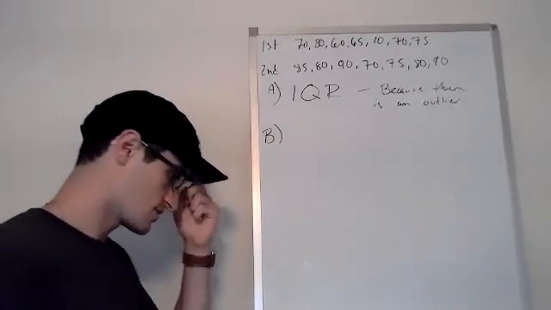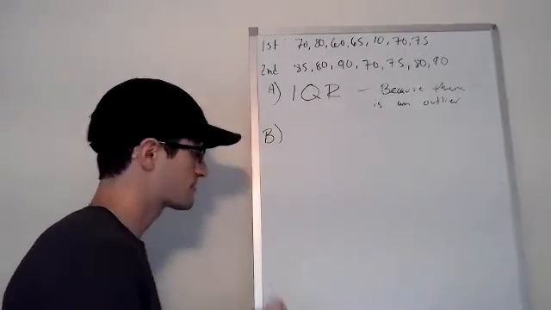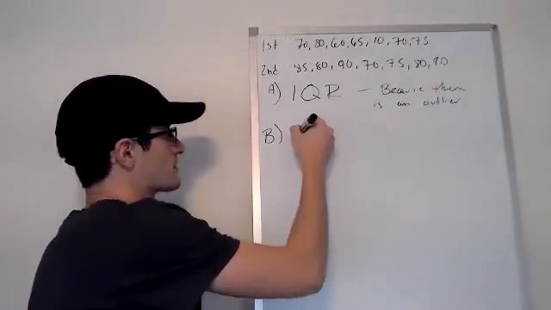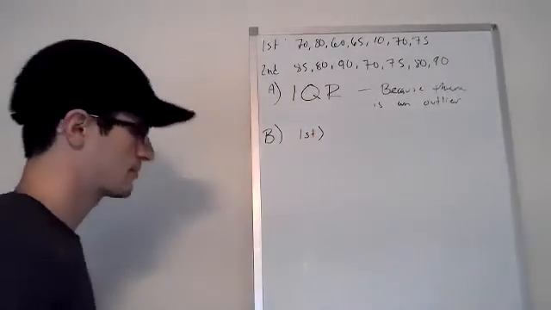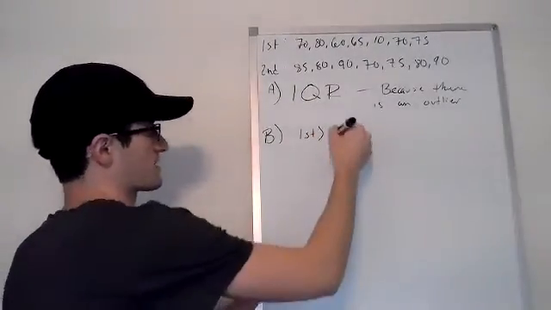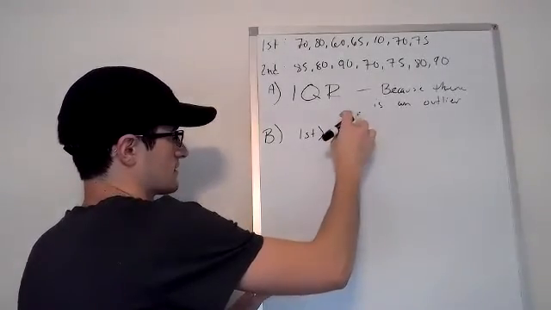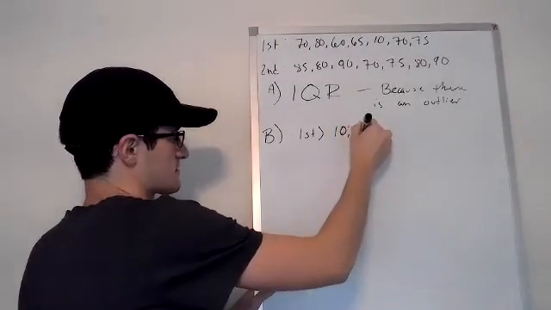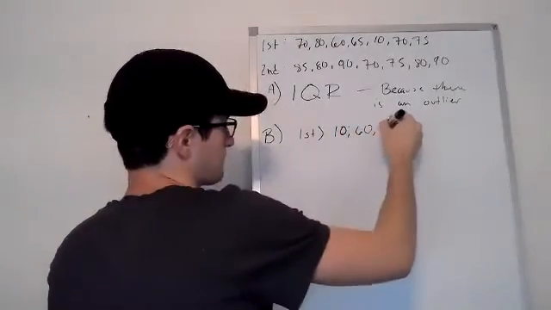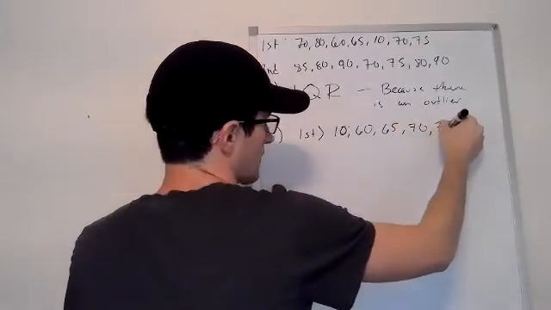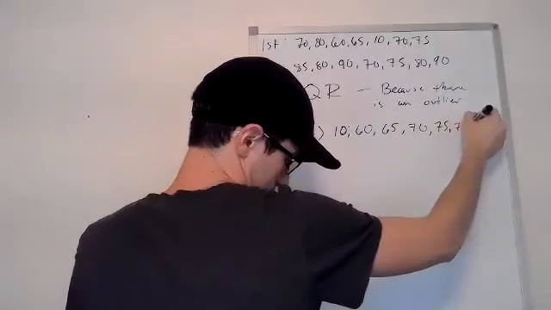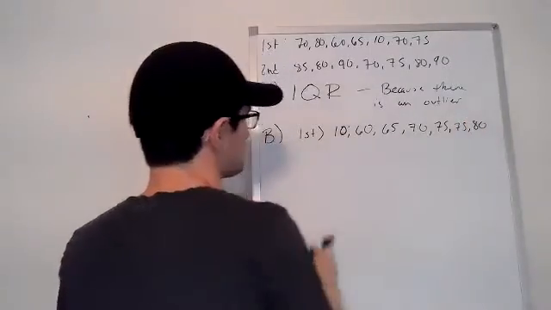And remember, to do that, the first step is to put the list in order. So I'm going to do the first semester first here. You got to put them in order from least to greatest. So 10, 16, 55, 60, 70, 75, 75, 80.